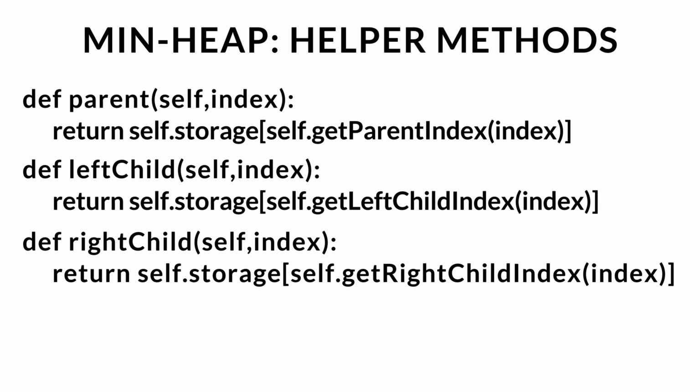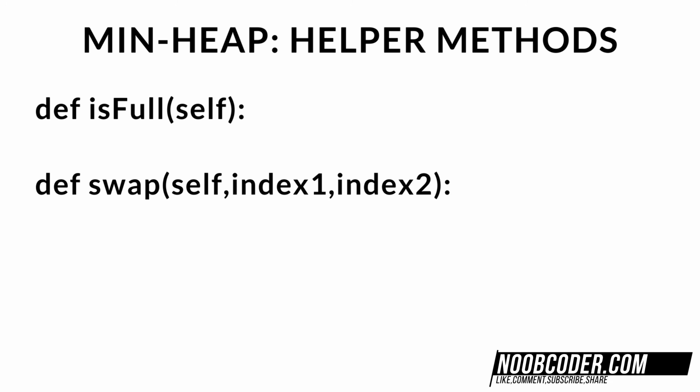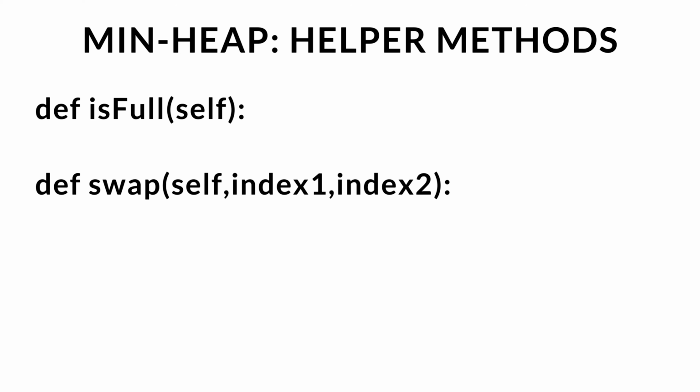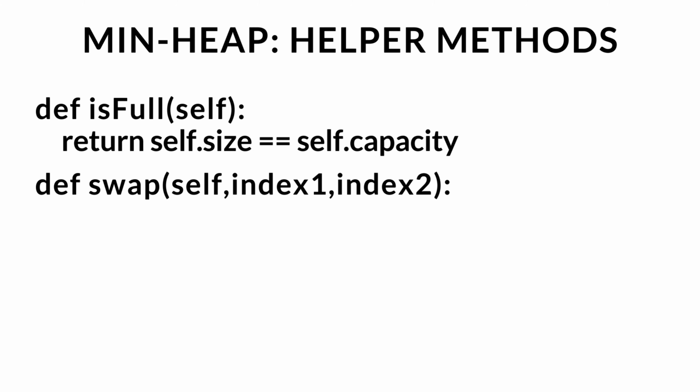Next, we'll move on to the last two helper methods, our isFull method and our swap method. Our isFull method will be invoked whenever we go to insert within our heap to make sure that there is room before insertion. And this is a pretty simple test. We just return to see if the size is equal to the capacity.